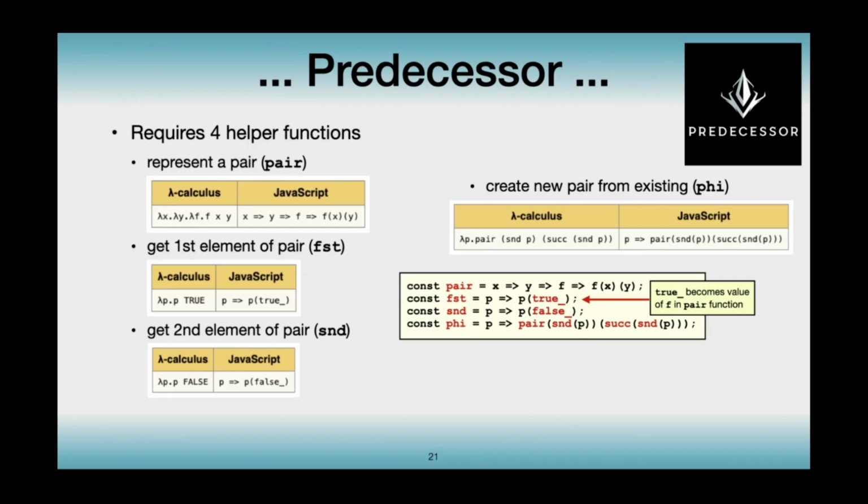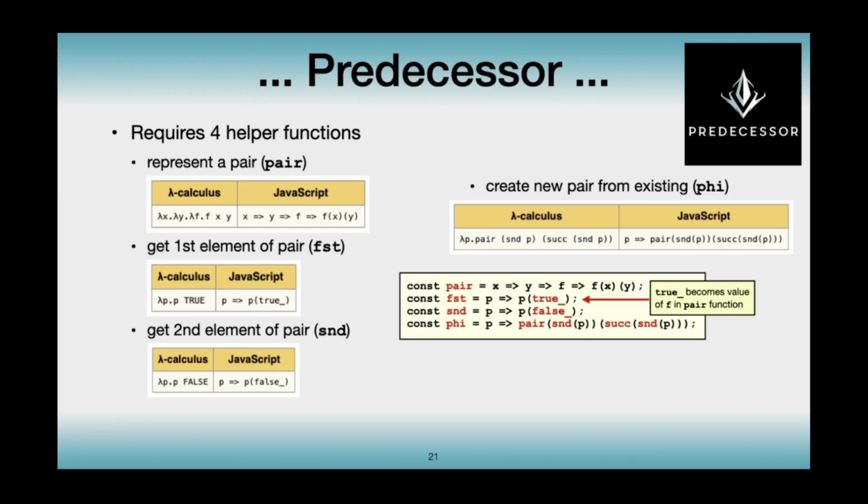And second is very similar. I give it the false function. That always returns the second thing. So I'm reusing those functions from before. The next thing I need is a way to get the next pair. And so that's what this phi function is doing for me. All I do is I pass in a pair and I say, okay, make me a new pair where the first number is the second number from the one you passed in, and the second one is the successor of that.